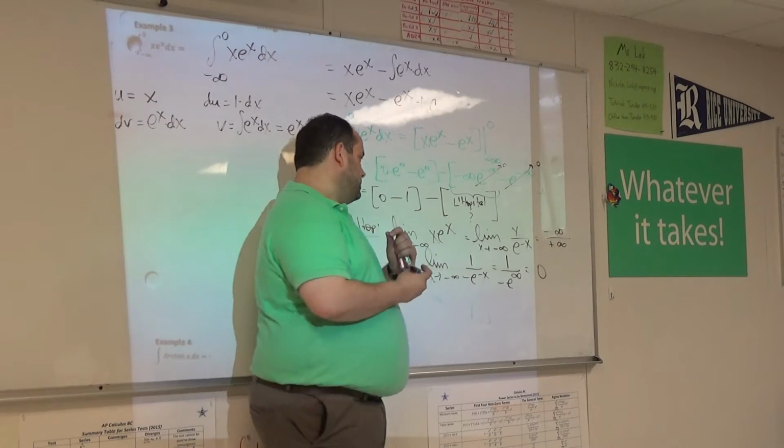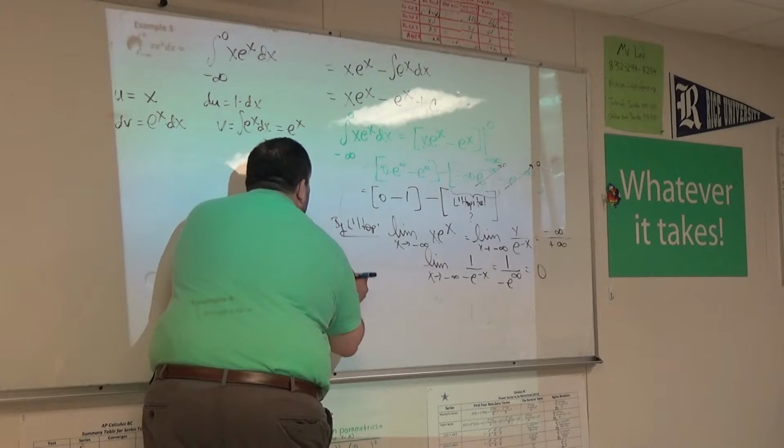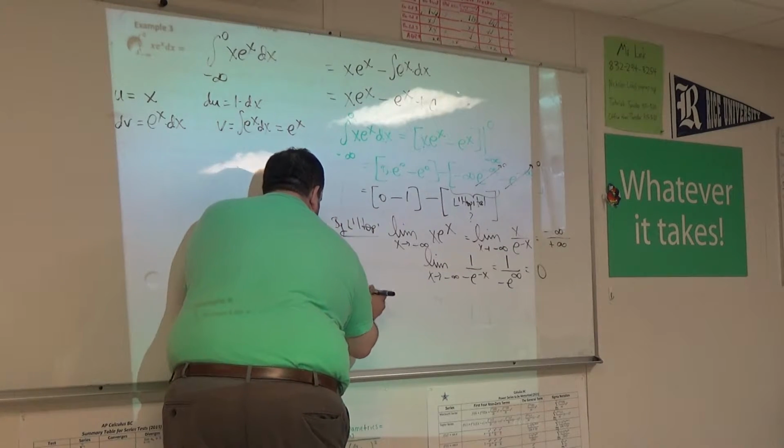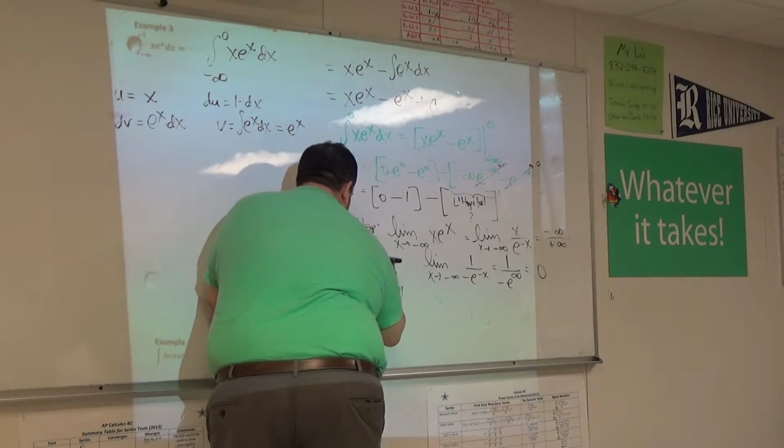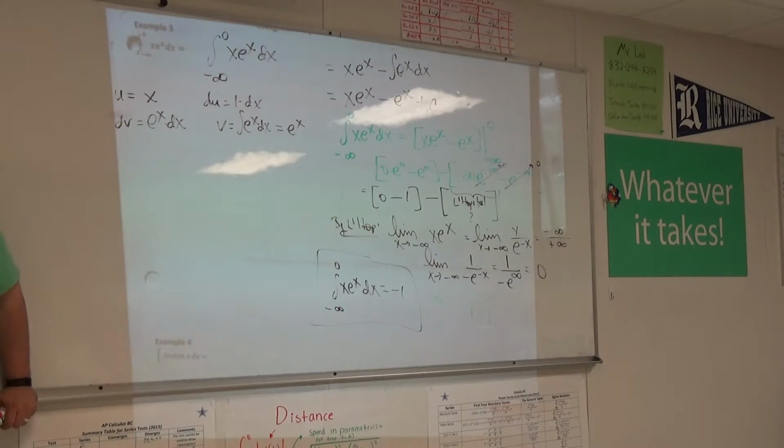Your final answer? The integral from negative infinity to zero of x e to the x dx is equal to negative 1. Bada boom, bada bing, there it is.